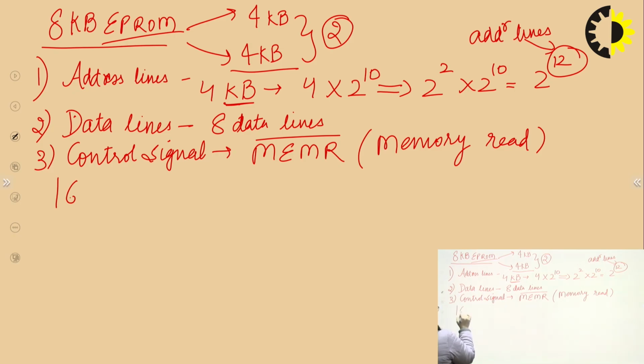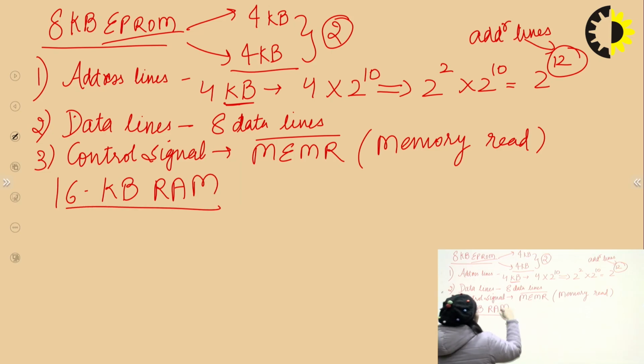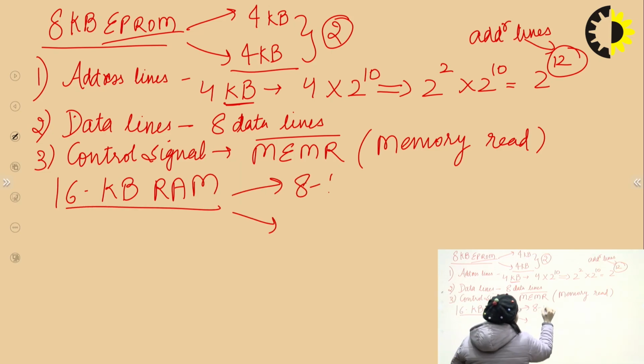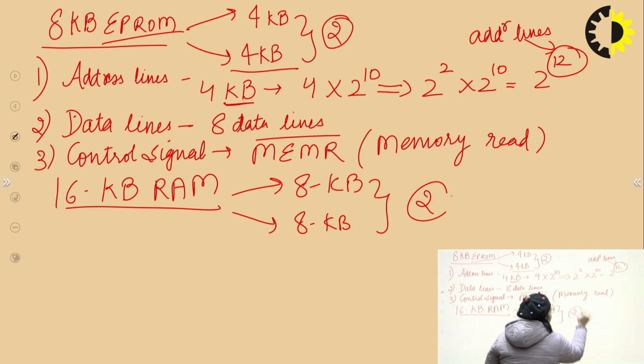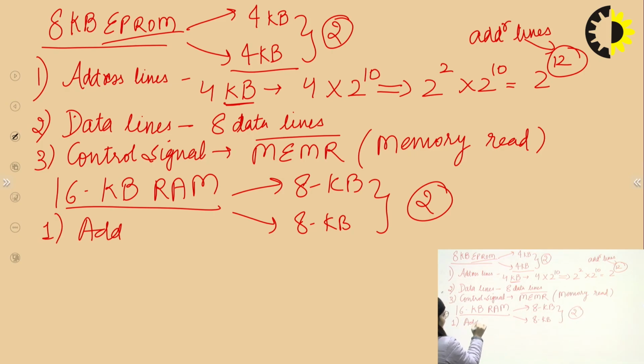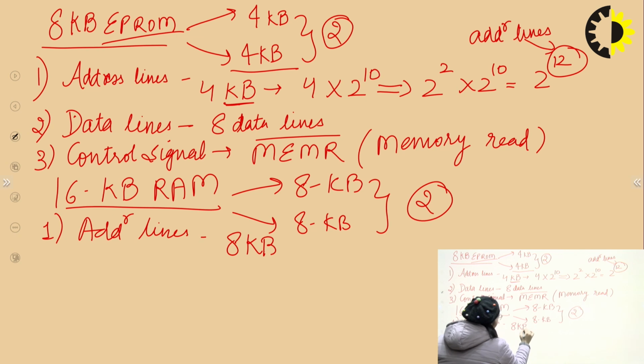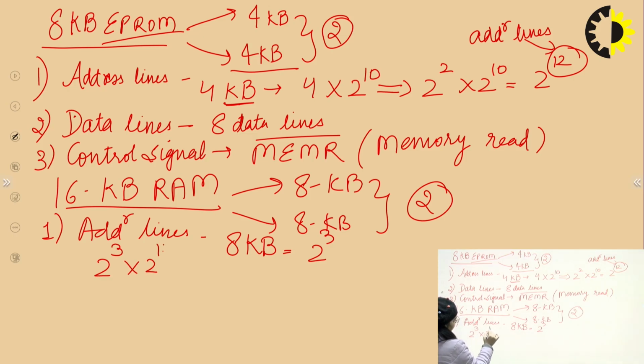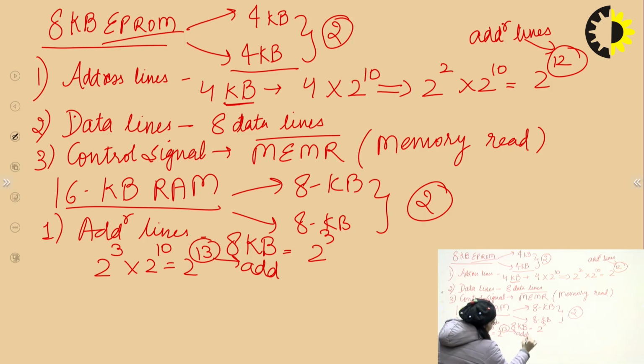Now for 16 KB RAM, all these 3 points are again required. RAM is having 8 KB, 8 KB. Number of chips required is again 2. First thing required here is again address lines. How can I write it? 8 KB can be written as 2 raised to power 3 multiplied by 2 raised to power 10. It is 2 raised to power 13. So this 13 is my address lines.